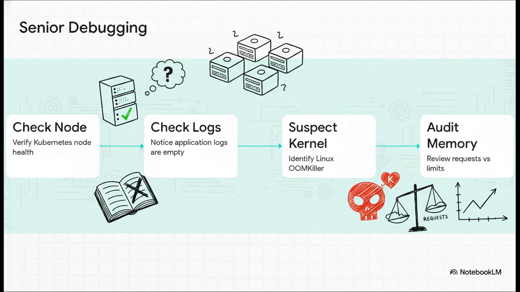Take random Kubernetes pod restarts, for example. A junior engineer might blindly blame the developers for a bad code push, but a senior engineer formulates a strict hypothesis pipeline based on system behavior. Node is healthy? Check. Application logs are completely empty right before exiting? Check. If there is no unhandled exception printed to standard out, the kernel terminated that process instantly. You should always suspect the Linux kernel OOM killer, the out-of-memory killer, ruthlessly enforcing your container boundaries.